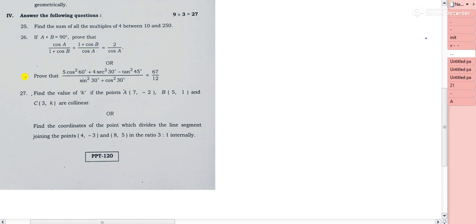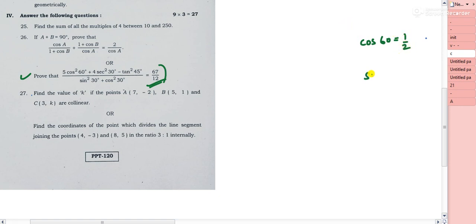So they have given the question as prove that this is equal to 67 by 12. Okay, so see what you can do. You can write the data first: cos 60 degree. Cos 60 is how much? You should know. It is 1 by 2, correct?